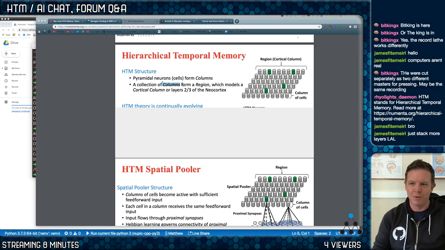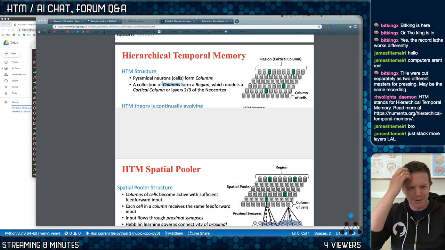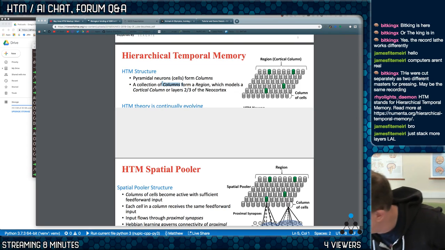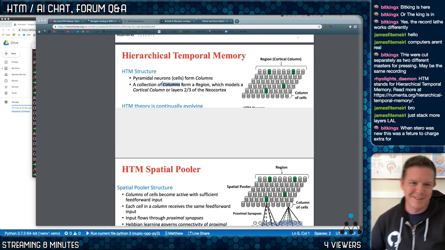Just stack more layers. I don't think that's maintainable. I don't think that works the way you think it works.